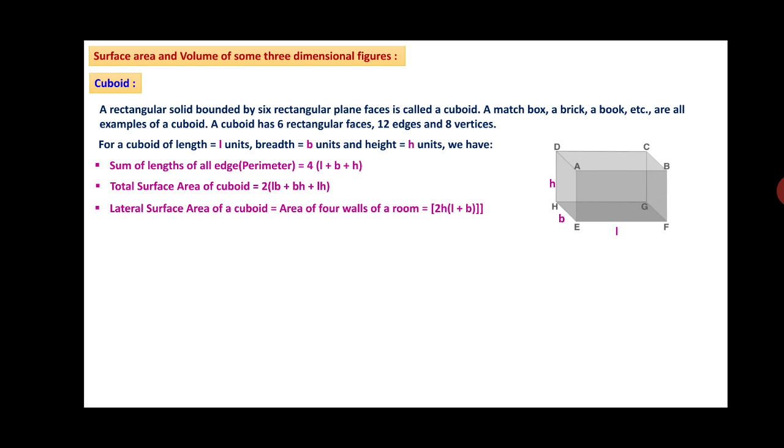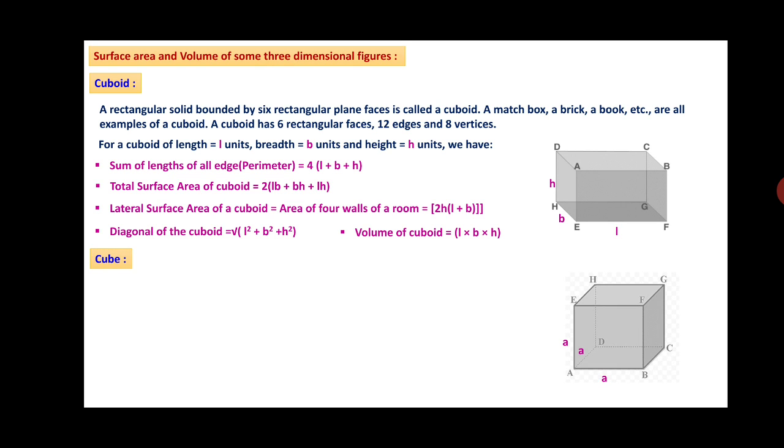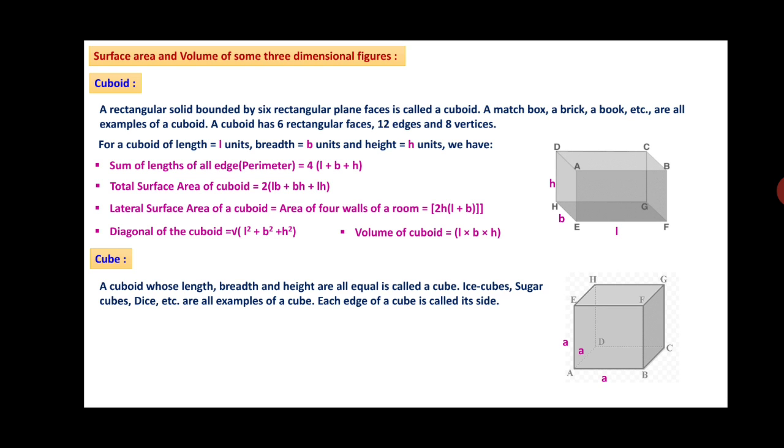Lateral surface area of the cuboid, that is the area of the 4 walls of the room, is equal to 2H into bracket L plus B. Diagonal of the cuboid is equal to under root L square plus B square plus H square. Volume of the cuboid is equal to L into B into H. These are the formulas. Now cube.